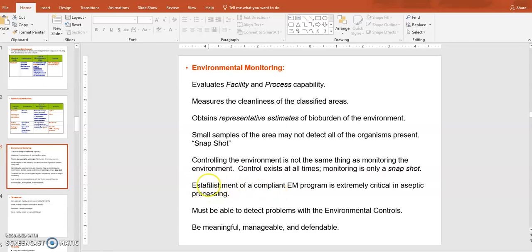So that the environmental monitoring method should be compliant to the FDA guideline, of course. It should be meaningful, manageable, and defendable. Meaningful, it should represent a snapshot of the entire process, entire space. Manageable, you should have a manageable number of samples taken daily. And then defendable, what if there's an audit from the FDA? Your environmental monitoring method should be defendable against their questions.